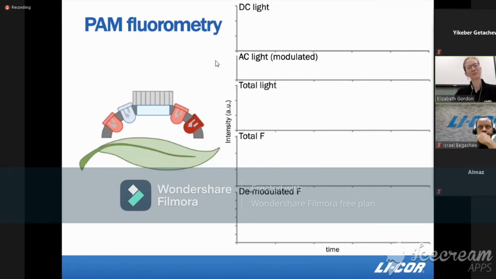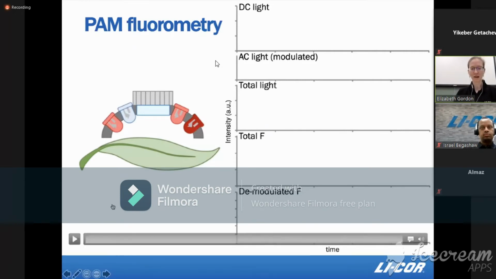The way PAM fluorometry works is we give the leaf an amount of light at a known wavelength and a known modulation rate. So modulation rate is how quickly that light is being turned on and off. And then we tell our electronics to pay attention only to this certain wavelength and this certain frequency. So I have a little video that one of my colleagues created.